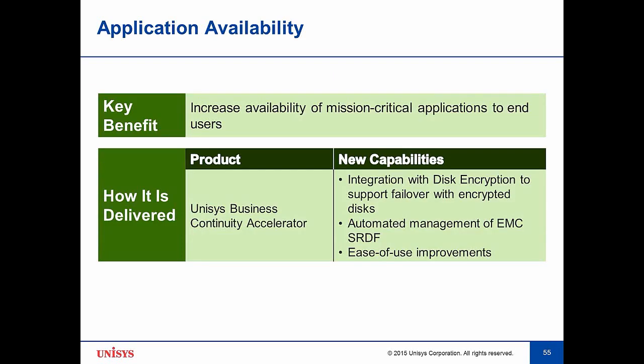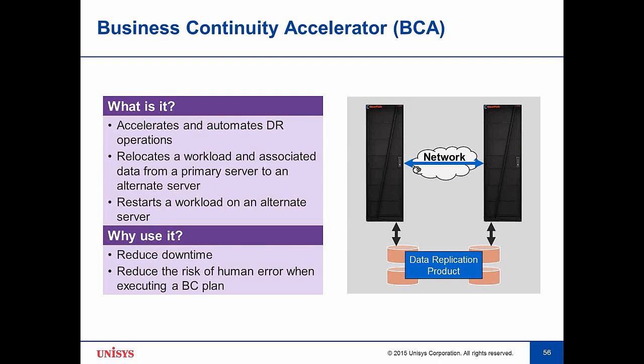Now we'll turn to application availability. Unisys Business Continuity Accelerator is a product that we introduced several years ago that's designed to accelerate and automate DR operations. It's a failover product, and it's designed to relocate a workload and associated data from a primary server to an alternate DR server, and then restart that workload on an alternate server. So in several implementations of this product, it's proven to be able to reduce downtime, and because it uses automation, it reduces the risk of people making mistakes when executing the BC plan.